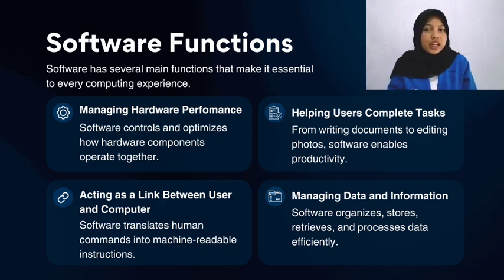3. Acting as a link between the user and the computer. Software acts as a connecting medium between the user and the computer. Through software, users can give commands to the computer so that it can perform tasks according to the user's wishes. 4. Managing data and information. Software is used to store, process, organize, and display data into more useful information.